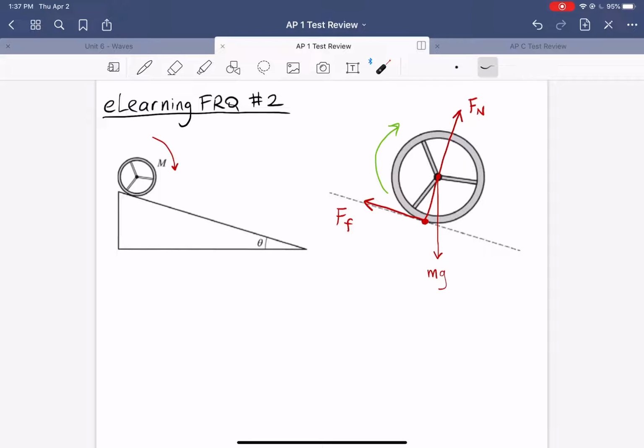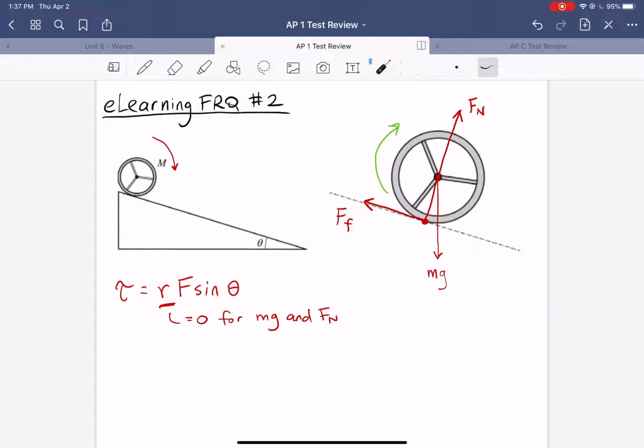Two of these forces, gravity and the normal force, act on a line right through the center of the wheel. If you remember how we calculate torque, torque is equal to R times F times sine theta, where this R is the distance from the line of action of the force to the axis of rotation. So if the line of action of the force goes through the axis of rotation, then R is going to equal 0. So for these two forces, there is no torque.